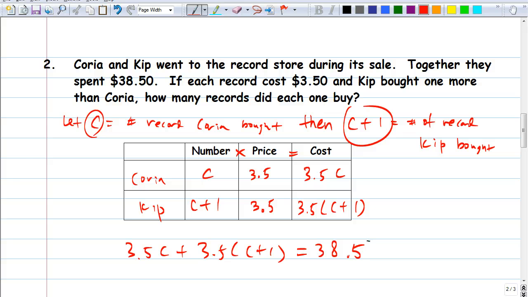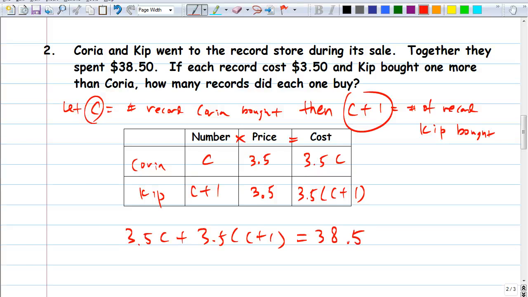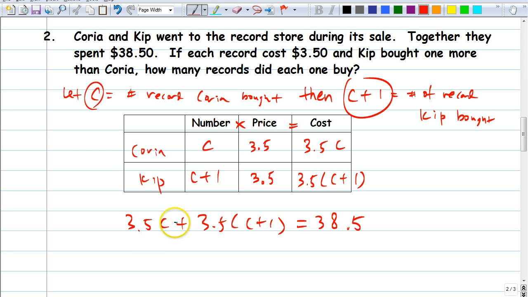What have we done here? No one knows? Dana? What does this equation represent? First of all, what does 3.5C represent? Yeah, the amount that Korea paid plus what? Yeah, this is how much KIP paid, right? 3.5 times C plus 1. Of course, they said altogether they spent $38.50.